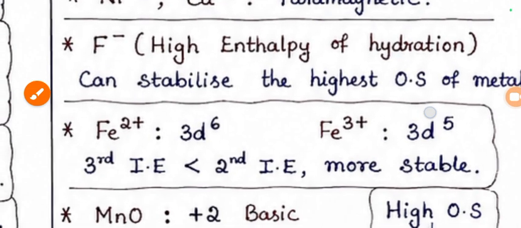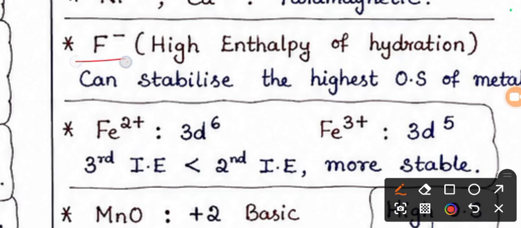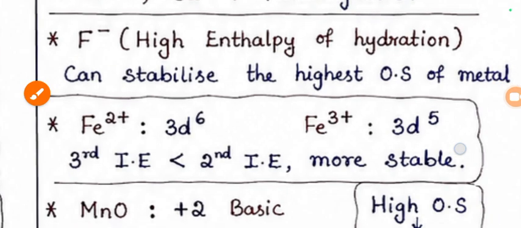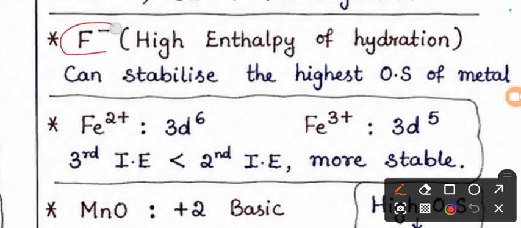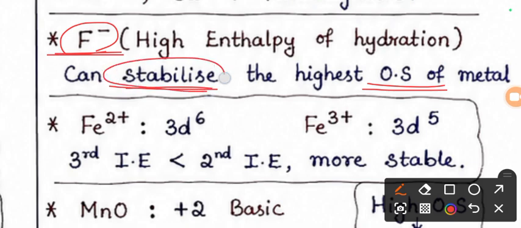Next, you remember F minus, fluoride ion, has high enthalpy of hydration, and F minus can stabilize the highest oxidation state of metal. Fluoride ion can stabilize the highest oxidation state of metal.